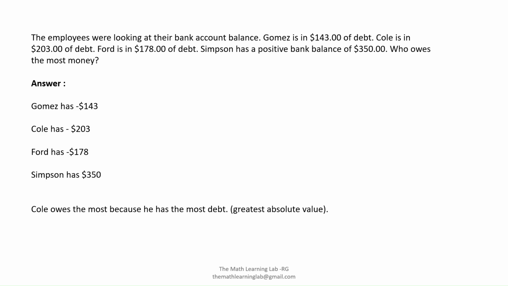Like I said earlier, each situation can be represented by an integer. So Gomez's debt can be represented by -$143. Cole's situation can be represented by -$203. Ford's situation can be represented by -$178. Simpson has positive $350. As we can see, we are dealing with money, so we have to talk about their absolute value. So Cole owes the most money because he has the most debt.